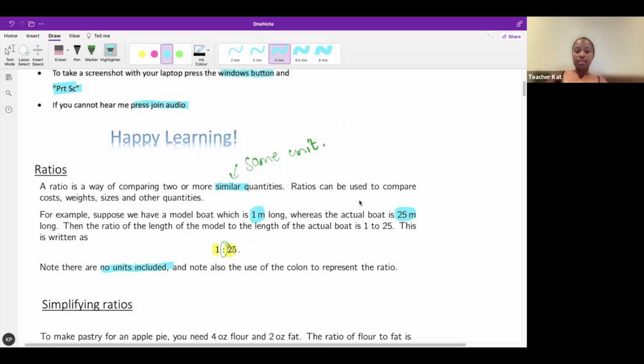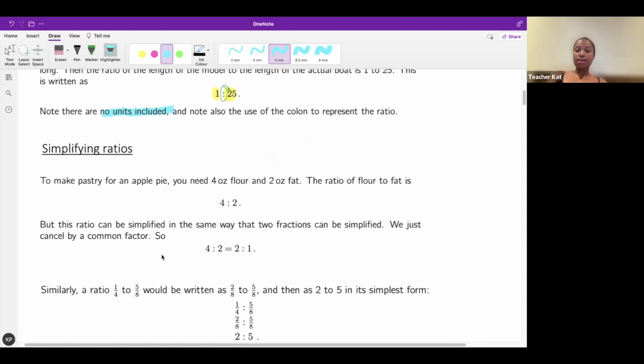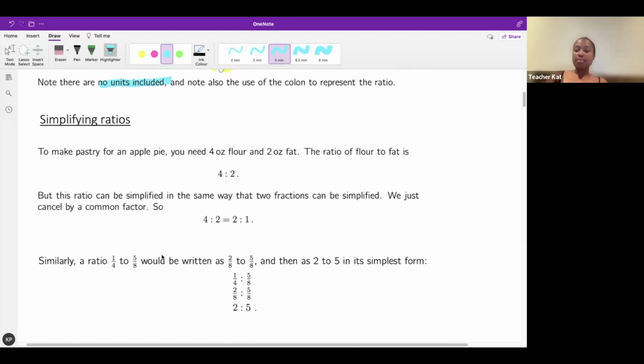Now, the second most important thing that we're going to talk about is simplification of ratios. Every time you have a ratio, always simplify it. I'm going to show you now what I'm talking about. A ratio does not necessarily tell you exactly how much of something we have. Let's look at an example. To make pastry for apple pie, we need 4 ounces of flour and 2 ounces of fat. So the ratio is 4 to 2, but I just told you now you need to simplify it.